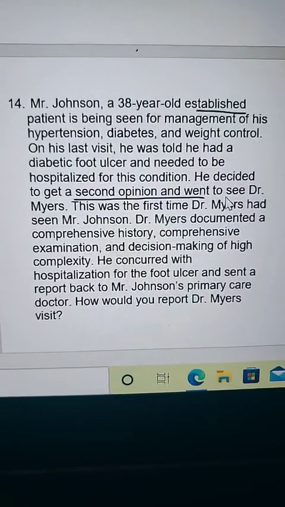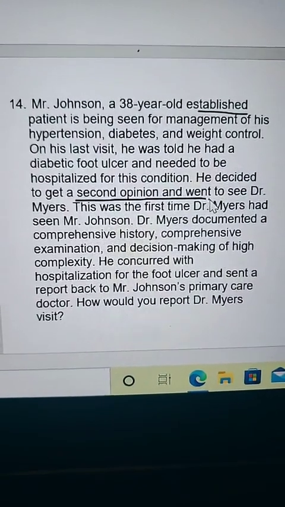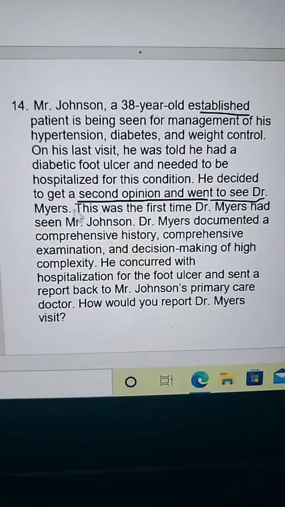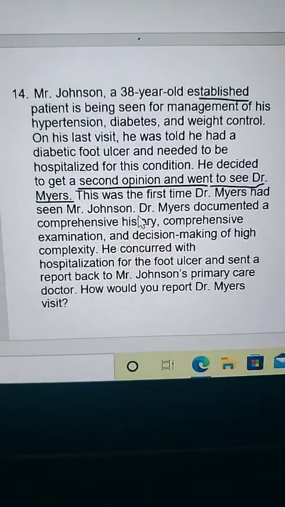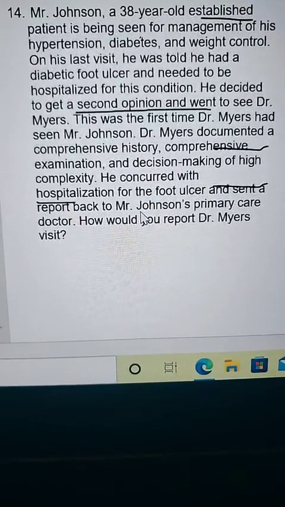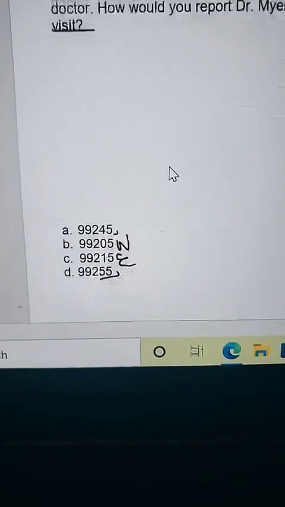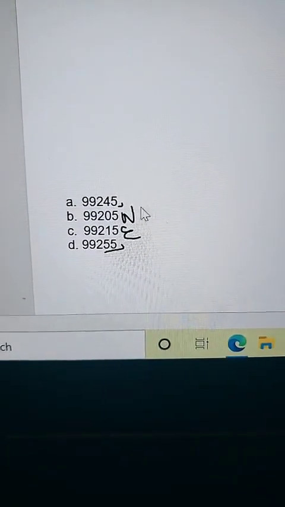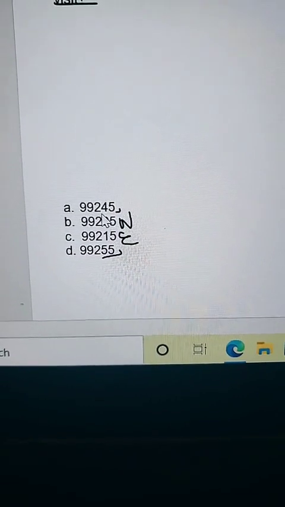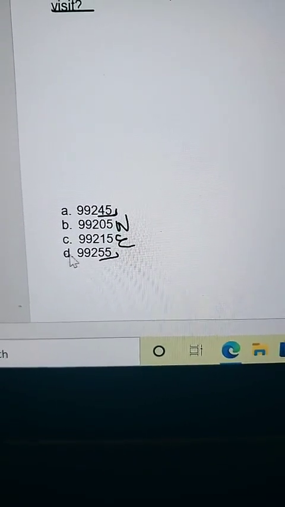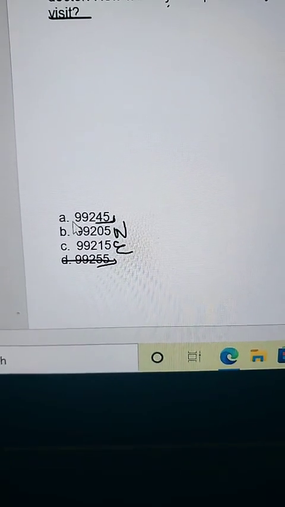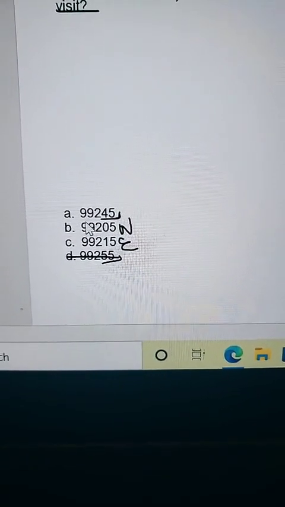He decided and went to go see Dr. Myers. It sounds like the patient directed himself, right, to do a second opinion. What's our guideline for that? Can we do a consult? We know he's not inpatient, but can we do either one of those?